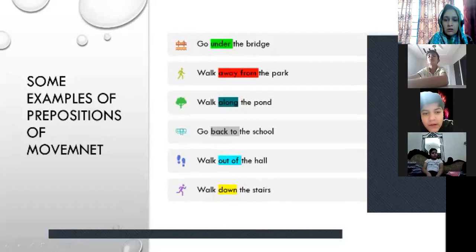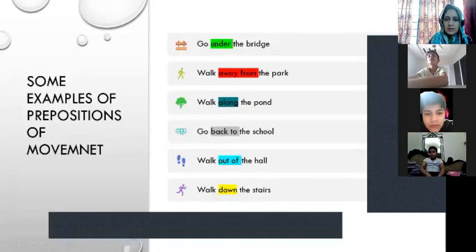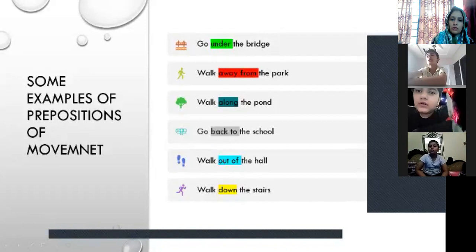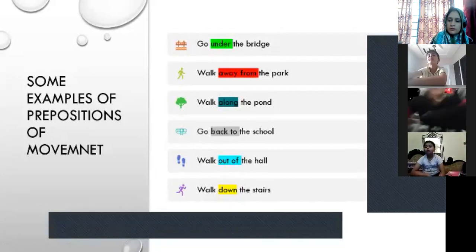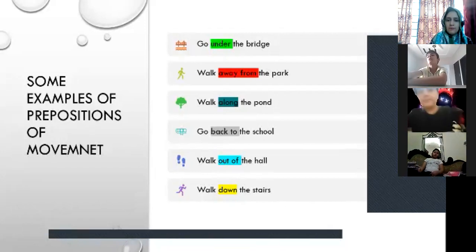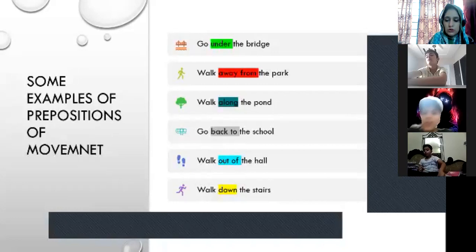Walk along the pond. Along the pond. So along is basically the preposition of movement here. Okay. Go back to the school. So back to is the preposition of movement. Walk out of the hall. So out of is the preposition of movement, and walk down the stairs. Down is the preposition of movement. So these are different prepositions of movement and examples of different prepositions of movement.